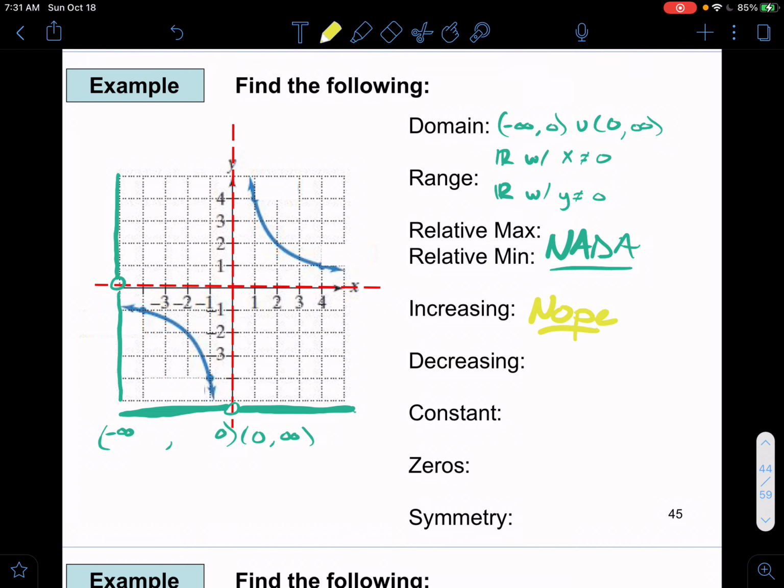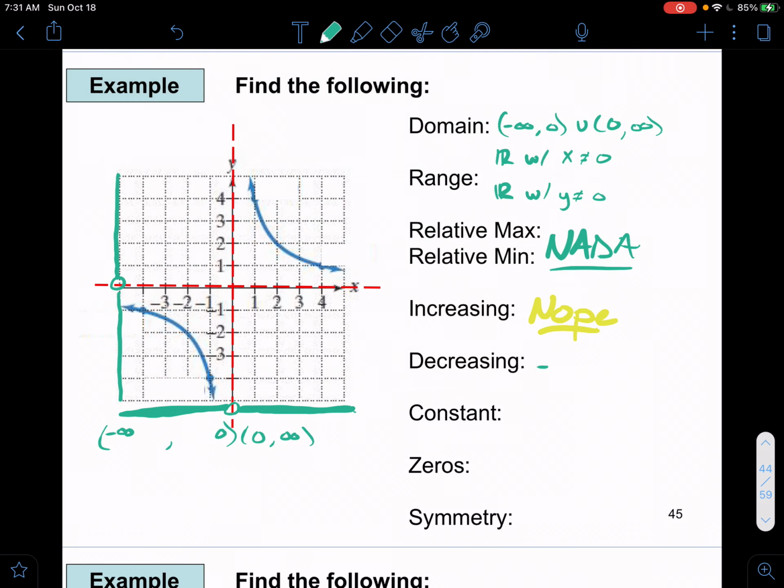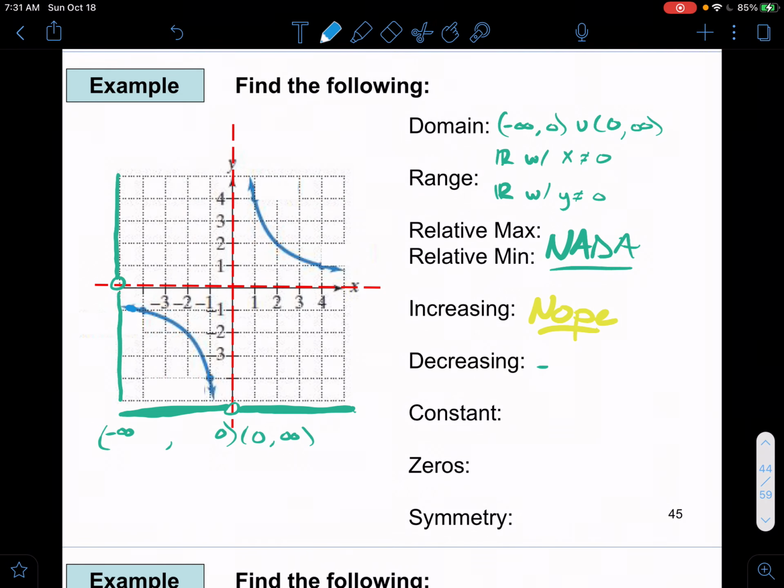Looking at our decreasing sections, it looks like we were decreasing from negative infinity, right? So that's what we were just saying. So we were decreasing from negative infinity all the way up to 0. And then we are also decreasing from the other side of that 0 all the way to infinity. Right? This one gets a little weird though, because we're never actually at 0.